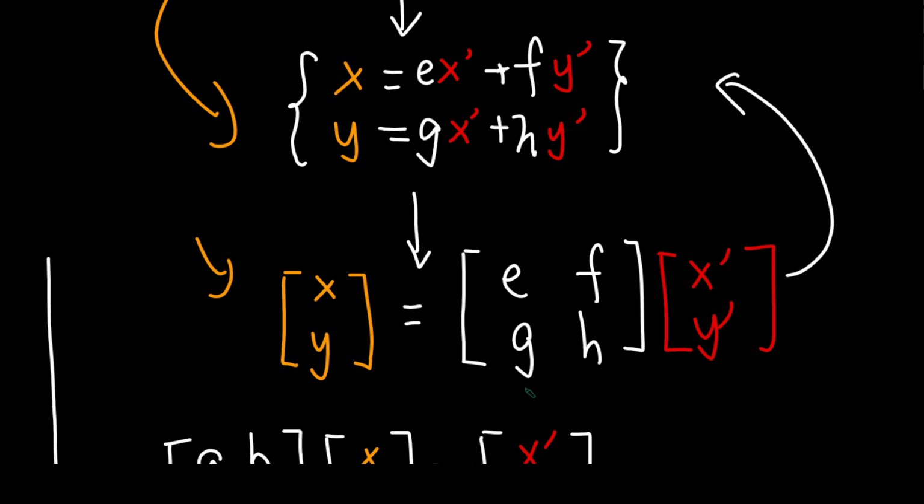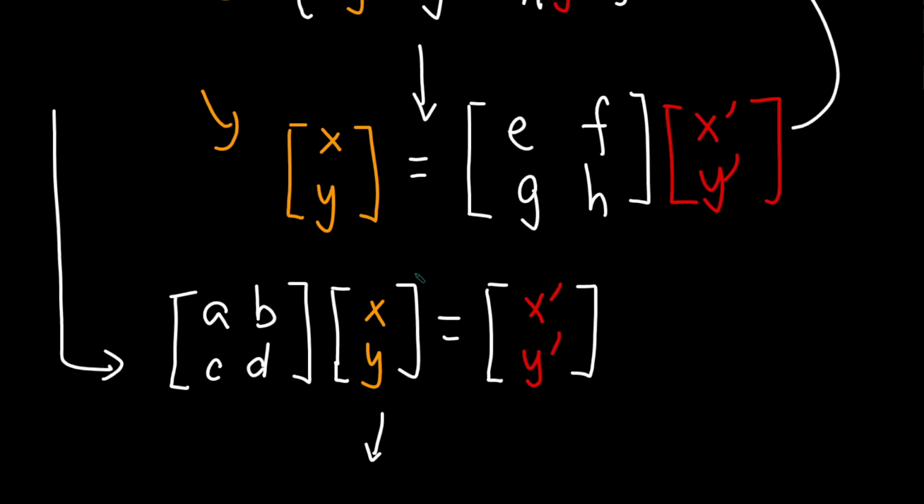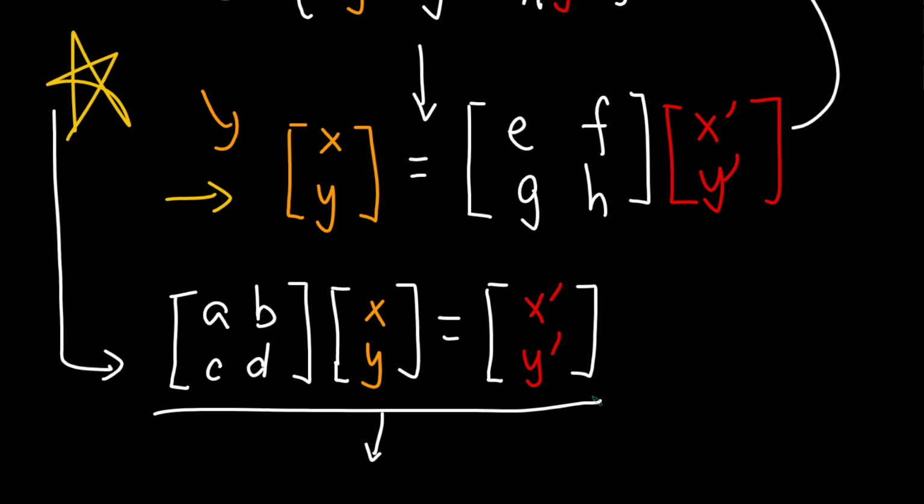So now, okay, here is our final step of algebra. Let's bring it back to the beginning. So I'm going to draw my orange star right about here. Now that we've gone through all these algebraic steps, we end up at [x; y] equals [E F; G H] times [x'; y']. But remember, in the very first step of our proof, we took [A B; C D] and multiplied it by [x; y], and we set that equal to [x'; y'].